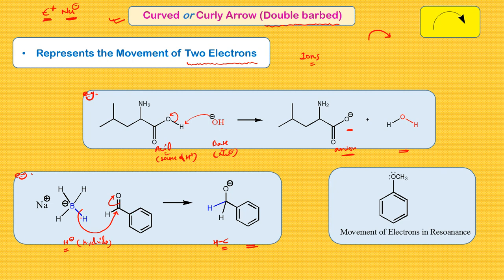Here the BH bond also involves the two electron shift, and in the carbonyl group, both the electrons of this double bond are also shifted toward the oxygen, which is also the involvement of two electrons, and therefore we are using this double bar arrow. In the third example, as we have seen in the resonating structures, these two electrons are moving, so that representation is also shown with the curved arrow with the double bar.